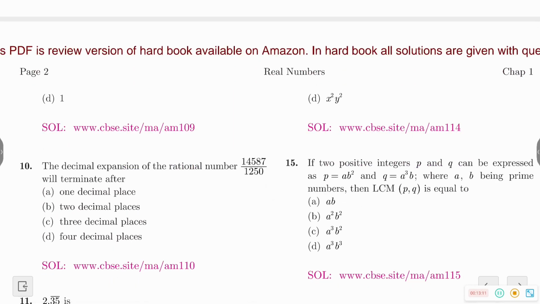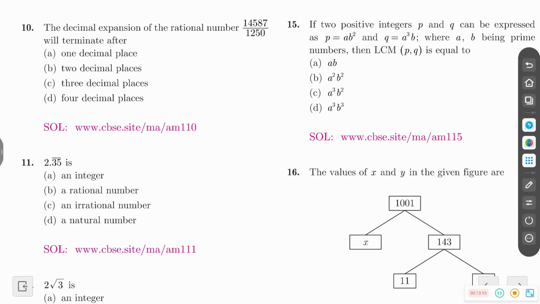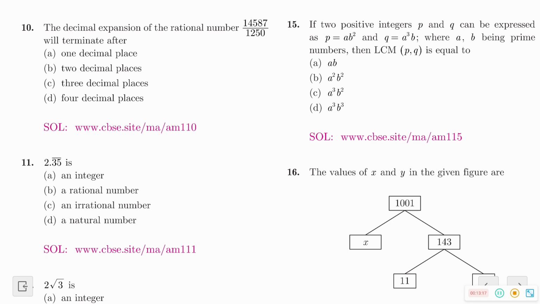Hope you understood this. Now question number 10, also related to the same concept again: after how many decimal places it terminates. The decimal expansion of the rational number 14,587 by 1250 will terminate after. So take the denominator 1250, factorize it to 625, and we know 625 is 5 power 4.